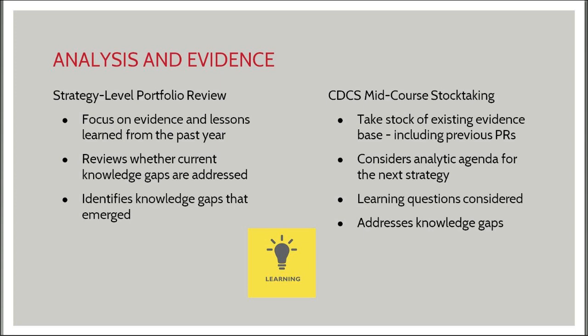So in terms of evidence, when you're doing your annual strategy level portfolio review, the focus tends to be on evidence and lessons that emerged in the past year of implementation. So this is when you want to look at any evaluations that may have come out, any assessments, new analysis. Was there a key meeting with a partner or with the government that shed some light on the current conditions for implementation? That's the thing to focus on during those.